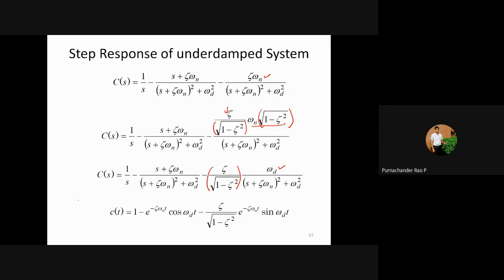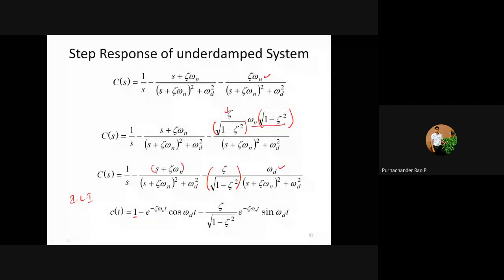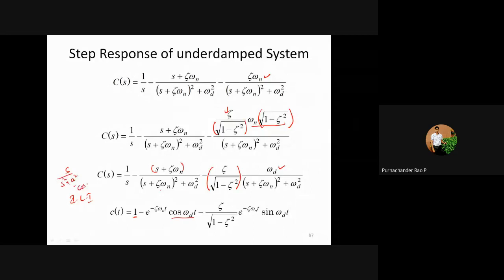Here, for this response, we take the inverse Laplace transform. 1 by s is going to be 1. So s by s square plus omega square is going to be cos of omega d t. In general, s by s square plus a square is cos of a t, where a is nothing but omega d, so cos omega d t.